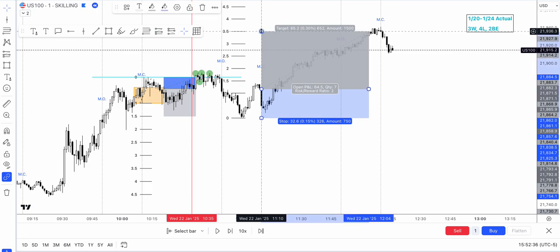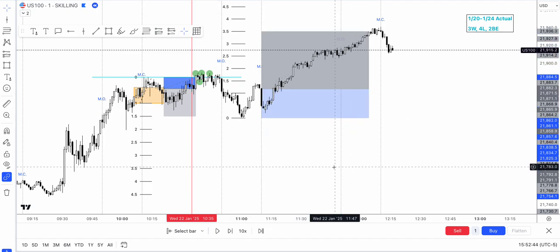And as you can see here, it's perfectly 2R even. So this one would have hit take profit. Yeah, it's literally a perfect one. It would have hit take profit perfectly here, and that would have been a win.